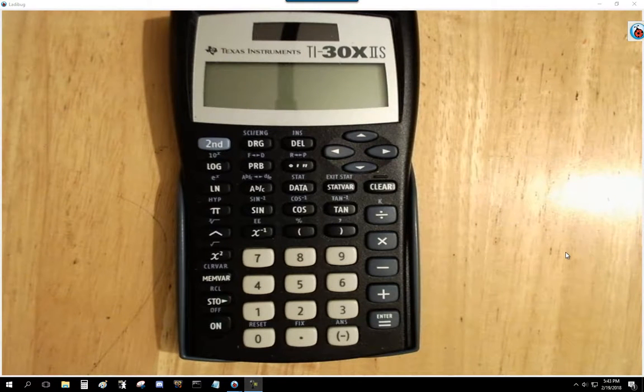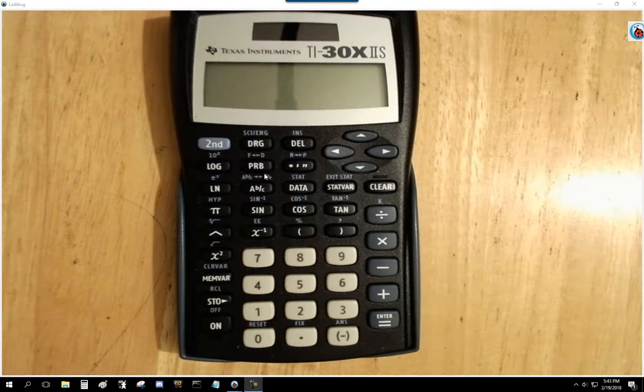What I'd like to do today is to show how to use this thing to work with fractions. In particular, I need to point out that there are two functions for each button on this calculator. The main function is on the face of the button. The secondary function is in purple here above the button. To access the secondary function, you would hit second and then choose the button that has the preferred secondary function above it.